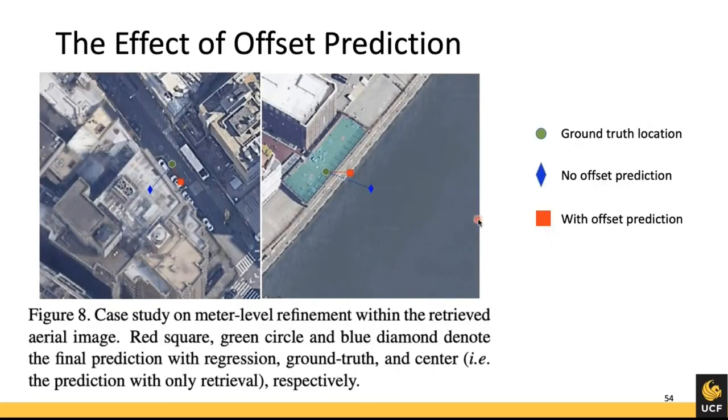And this is just a visual example to show how this offset prediction is able to help geolocalization. The green is the ground truth. The blue diamond is no offset prediction, and the red square is with our offset prediction. So clearly, we are able to make the final prediction closer to the ground truth.